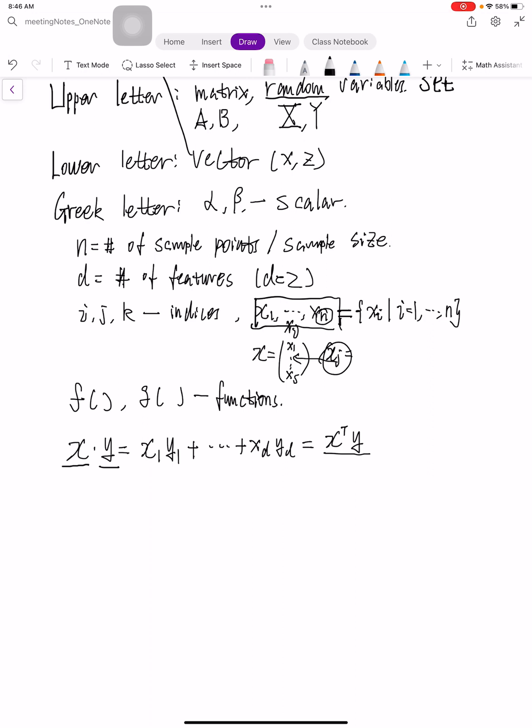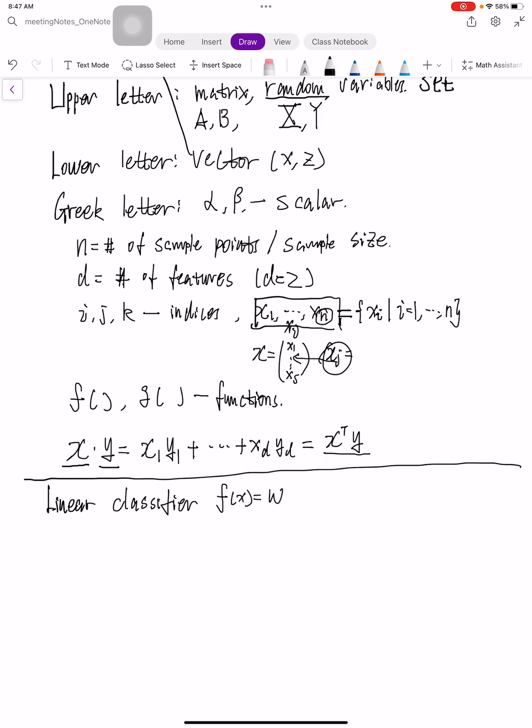And today we're going to introduce our first classifier, a linear classifier, where the classifier decision function equals a weight vector w inner product with x plus some constant alpha. We're going to come back to this.